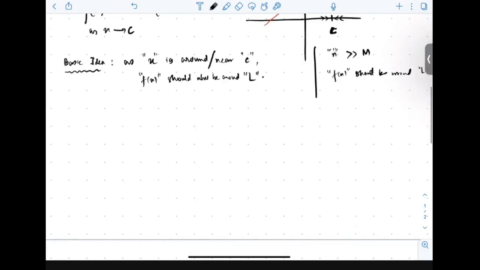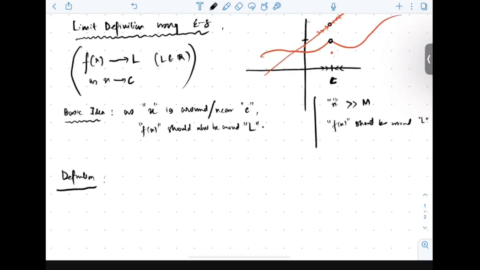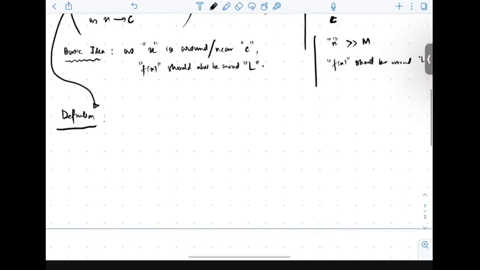So how do you implement this? The definition is this: for all epsilon, so essentially you first fix epsilon, and then it happens for all epsilon, there exists a delta such that. These two, epsilon and delta, are two things to measure the closeness of x near c and f(x) near L.